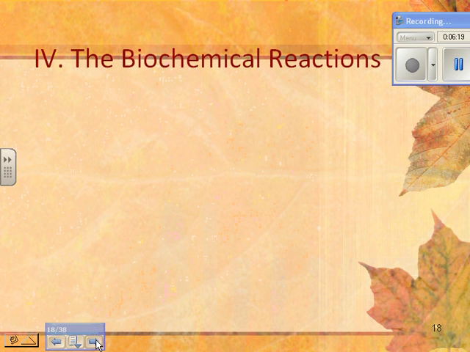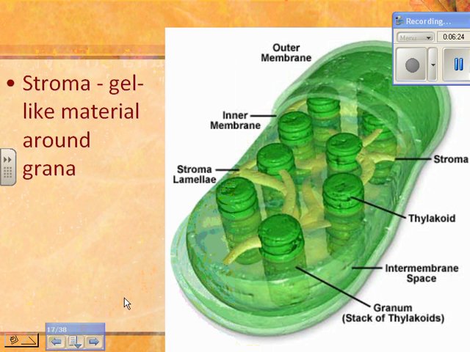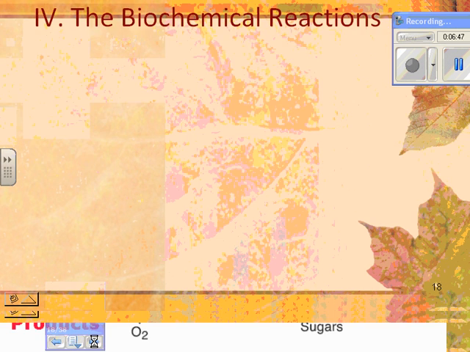Biochemical reactions. So let me just go backwards a second. These thylakoids have the pigment in them. There are two reactions in photosynthesis, the light reactions and the dark reactions. The light reactions happen in the pigments and the other molecules that are in these membranes. And then the dark reactions can happen in the light, but they can also happen in the dark. And that happens here in the goop, in the stroma.